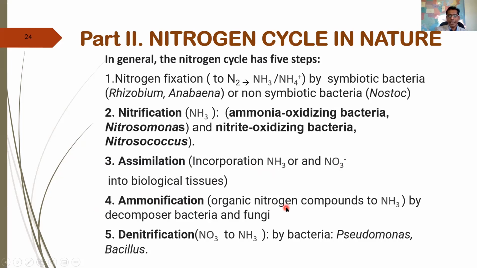Next is ammonification, where organic nitrogen compounds become ammonia by decomposer bacteria. The organic nitrogen compounds that we get from plants or animals are decomposed by fungi and bacteria in the process we call decomposition. And finally, we have denitrification, where nitrate goes back to nitrogen gas in the presence of certain bacteria like Pseudomonas and Bacillus.